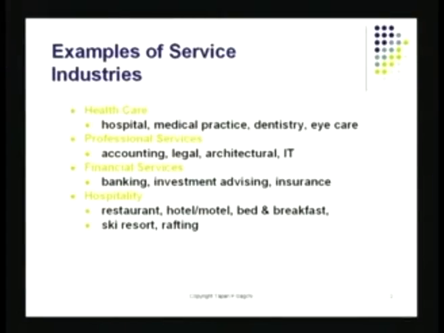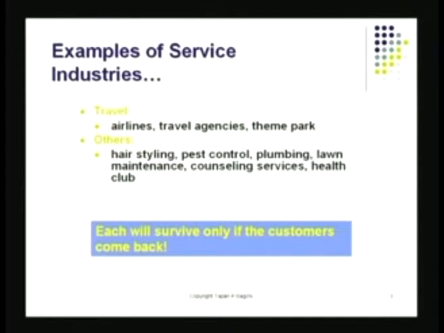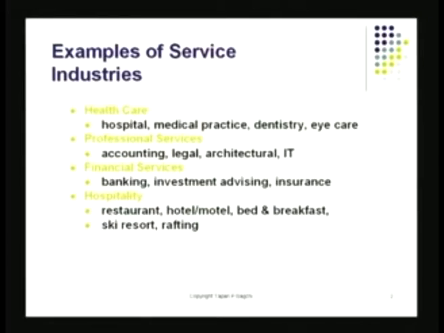If you see the kind of people who are involved in providing services, we have people in healthcare. They certainly are there, and they have to make sure that the hospitals work correctly, the medical practitioners, their help, dentistry, eye care. All of these fall in the category of service provision in the area of healthcare. Then we have professional services.